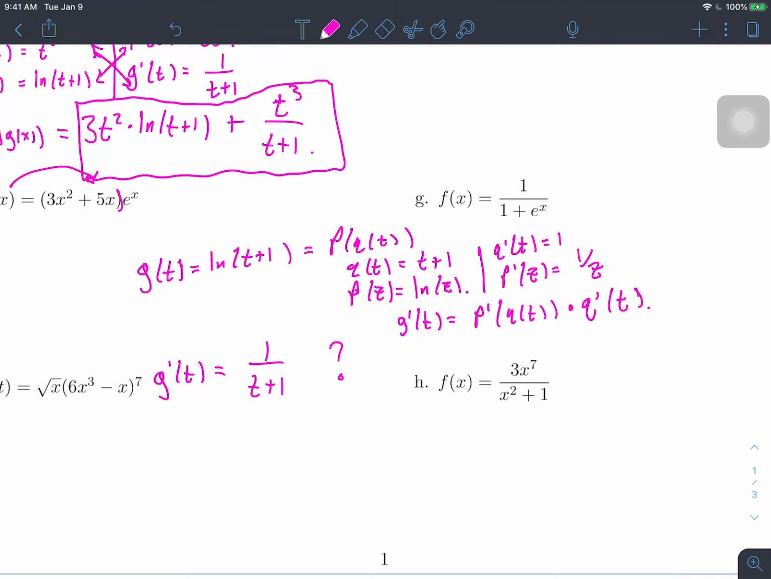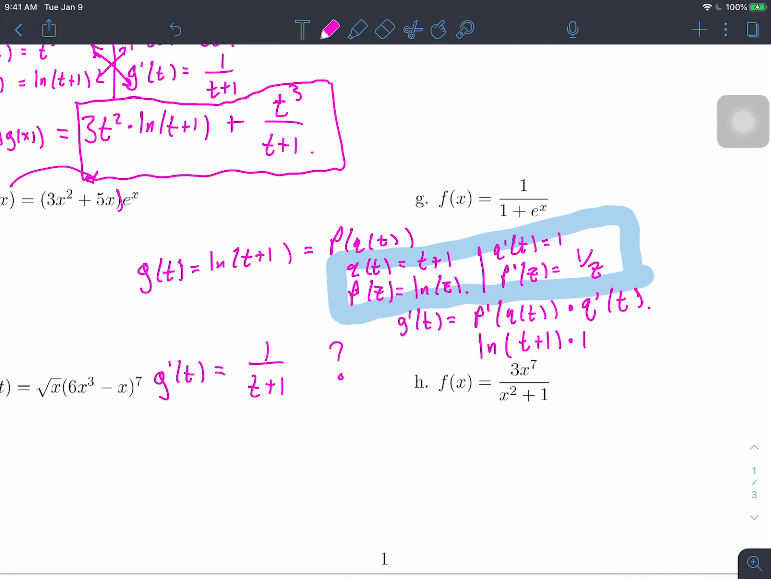Is this familiar? Okay, so this is from the chain rule which we did last time. And so now if I just take the information in my blue box and plug it into the formula here, I'll take q of t, regular q of t was t plus 1. I plug it in for z in p of z, which is ln of z. So this part becomes ln of t plus 1. And then I have to multiply by q prime of t, but that's just 1.